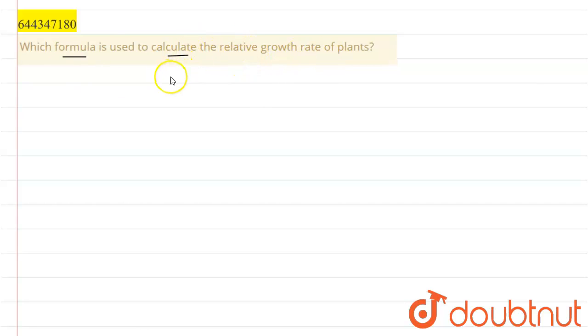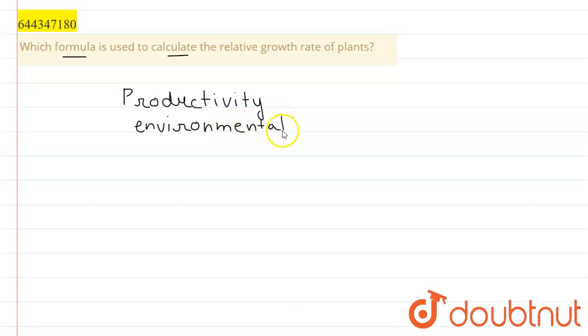Hello students, the question given is which formula is used to calculate the relative growth rate of plants? So the relative growth rate of plants is the growth of a plant in terms of its productivity. So we measure the relative rate of a plant to measure its productivity with respect to environmental stress or disturbances.